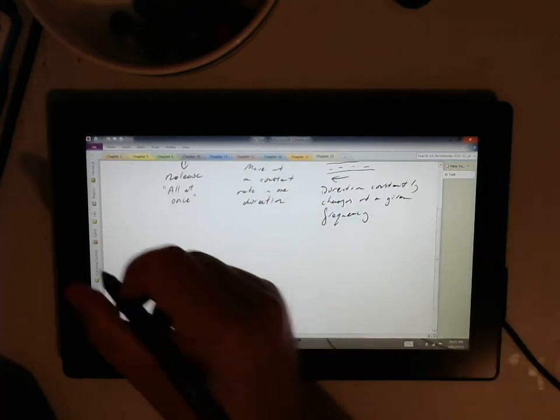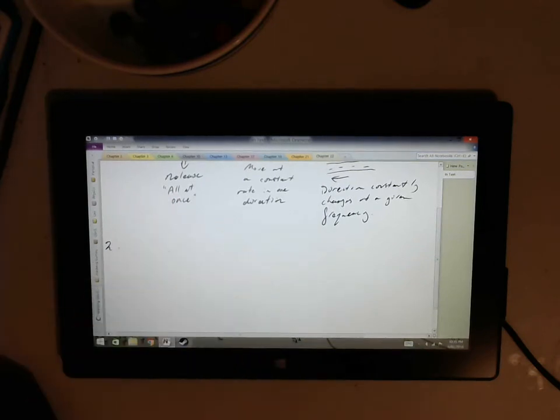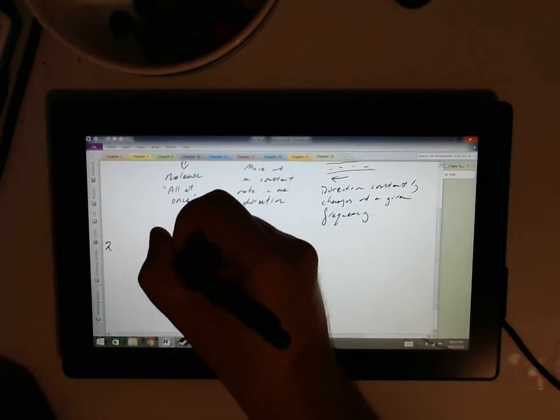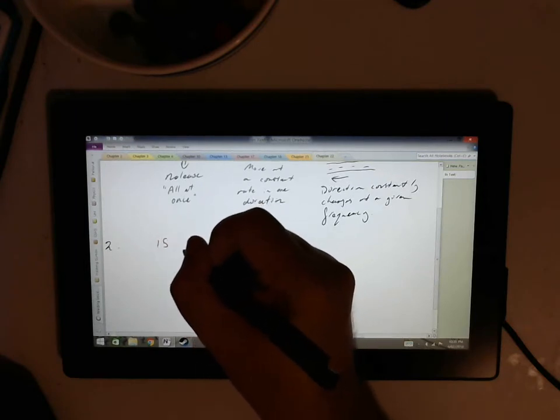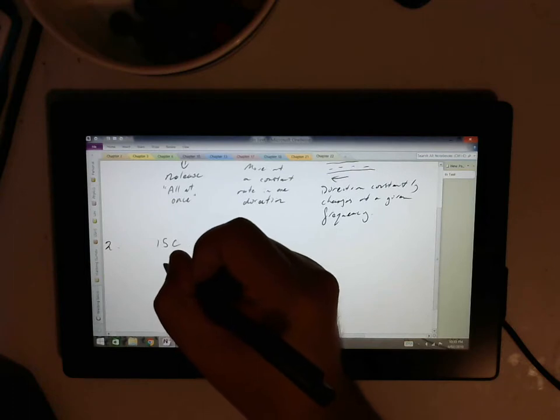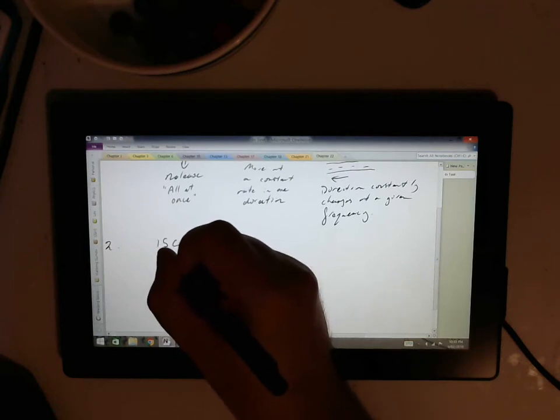Okay, question 2. What is the voltage necessary to move 15 coulombs of charge through a conductor if the energy required is 80 joules? Okay, let's identify the numbers. We've got two numbers here. We've got 15 coulombs. That's a very large amount of charge, 15 coulombs. And we have 80 joules.